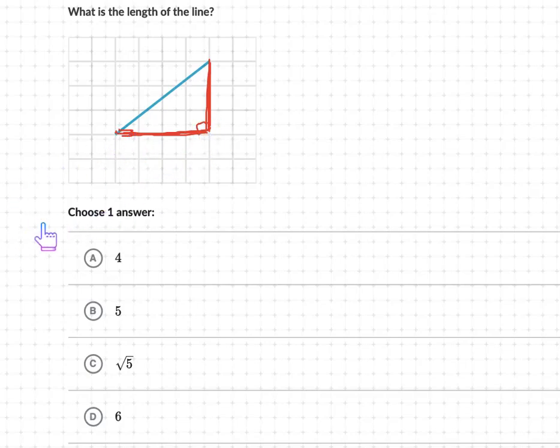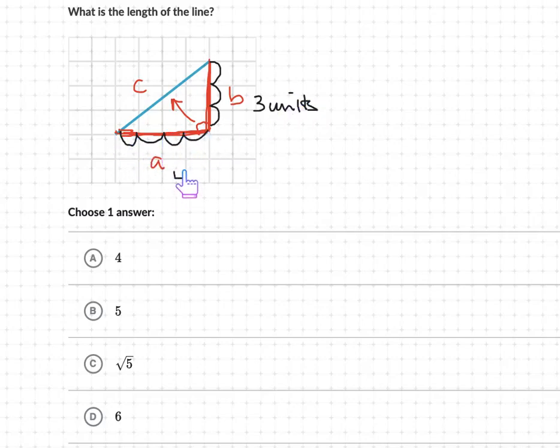It's happened before. So across from your right angle is your hypotenuse. Doesn't matter what these two are. We don't have this length, so that's what we're looking for. For your legs, we can count. So this is 3 units. And this right here is 1, 2, 3, 4 units.